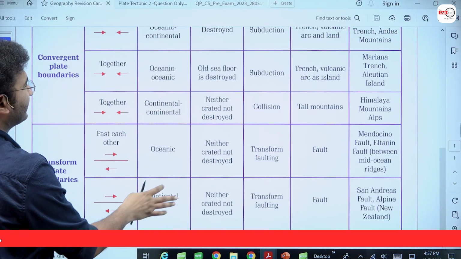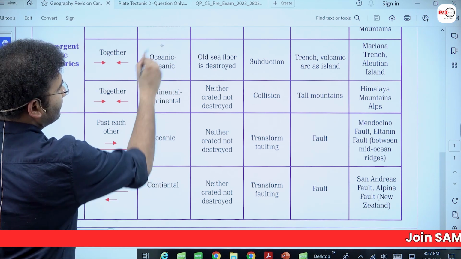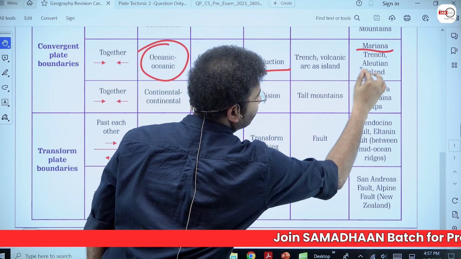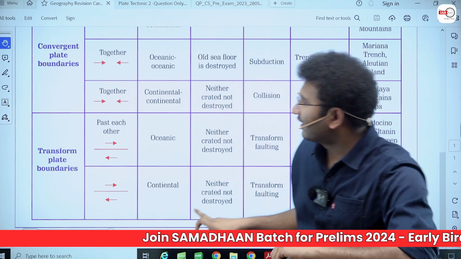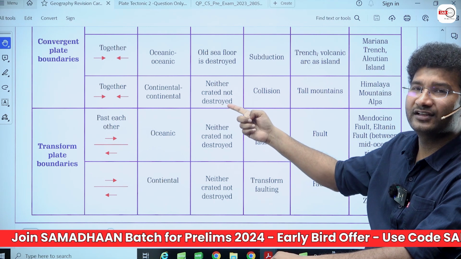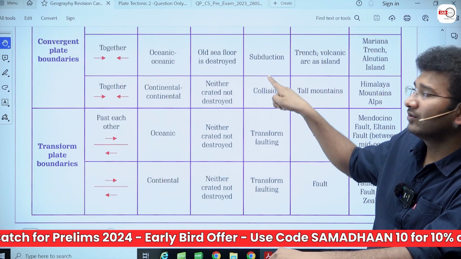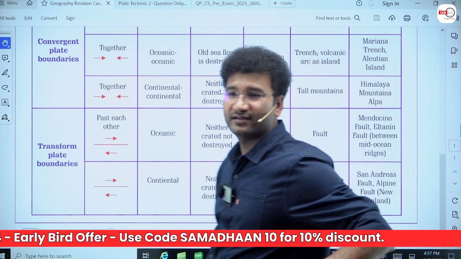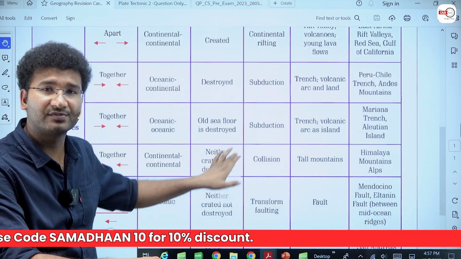Now where is the Mariana Trench? Again in the Pacific Ocean. So this is your oceanic convergence, and subduction is happening. Mariana Trench is an example, Aleutian Islands is an example. So again, come back to continental convergence. What is the seafloor, created or destroyed? Neither created nor destroyed. Now tall mountains, the best example is your Himalayas, right? So these are the ways in which you can quickly revise once you have the conceptual clarity.